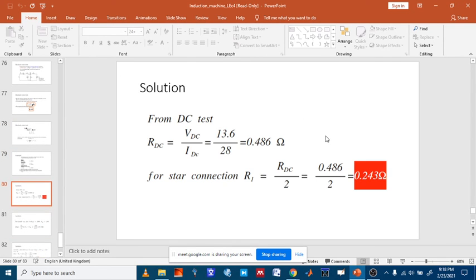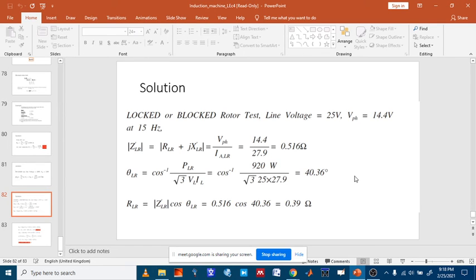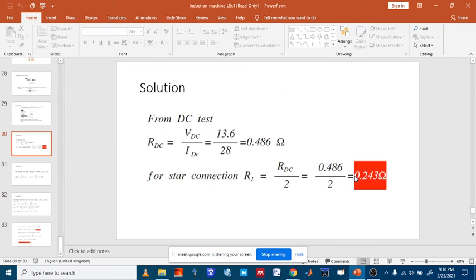So this is the Z equivalent in terms of the no load test, and it's approximately equal to X1 plus XM. That's why they are using the approximation sign, it's not directly equal to. So we get X1 plus XM, the Z equivalent, to be 14.72. Let's look at the lock rotor.